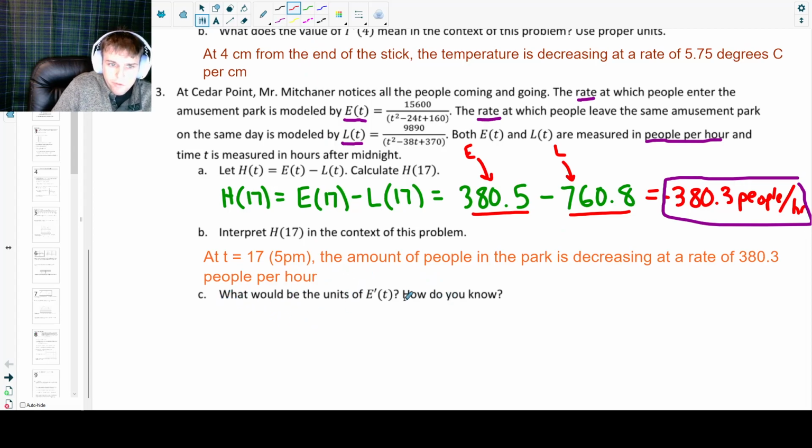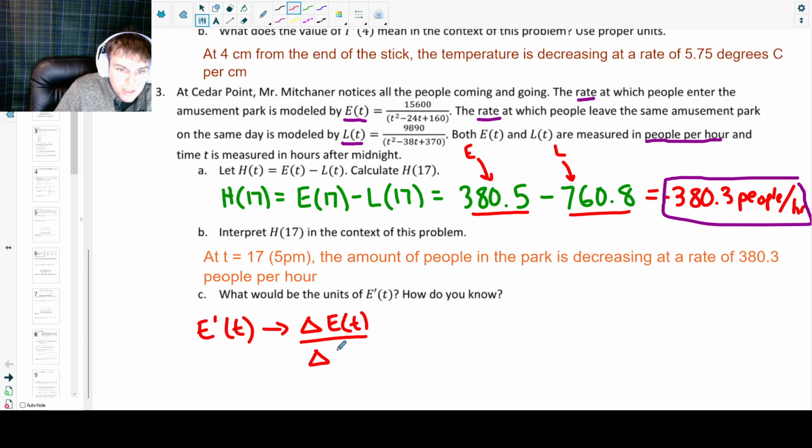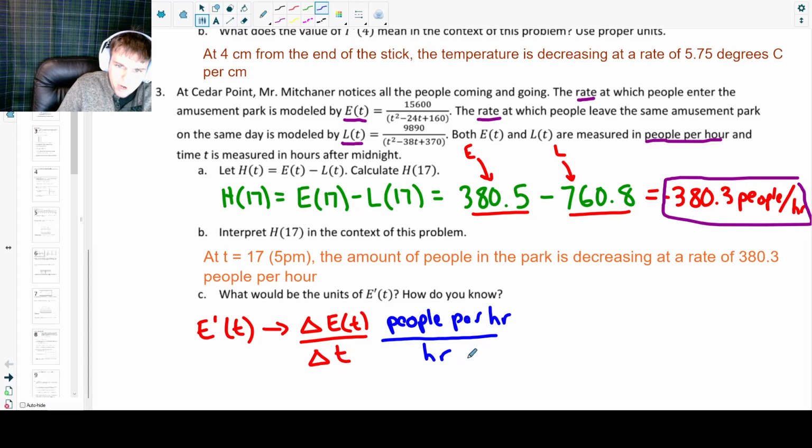Anyway, let's move forward and answer this last question, C. What would the units of E prime of t be? So let's go through a similar idea. E prime of t, this is the derivative of our entering function. E prime of t is going to be the change in E of t divided by the change in t, right? And E of t was measured in people per hour. And t, again, is measured in hours. So by looking at that, we have people per hour per hour.